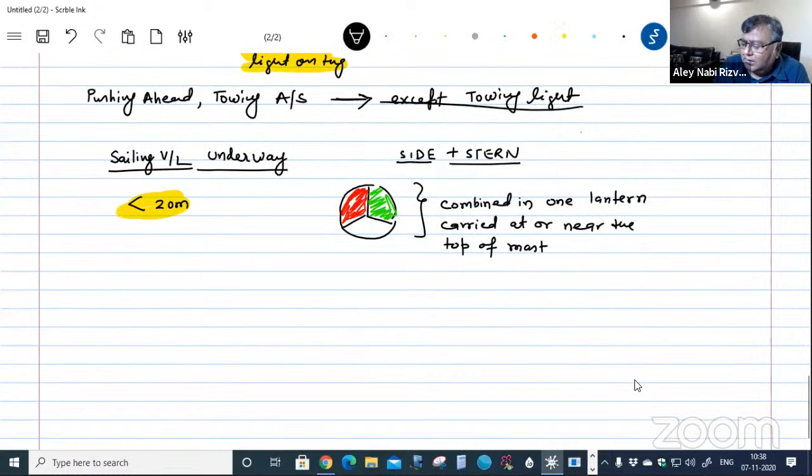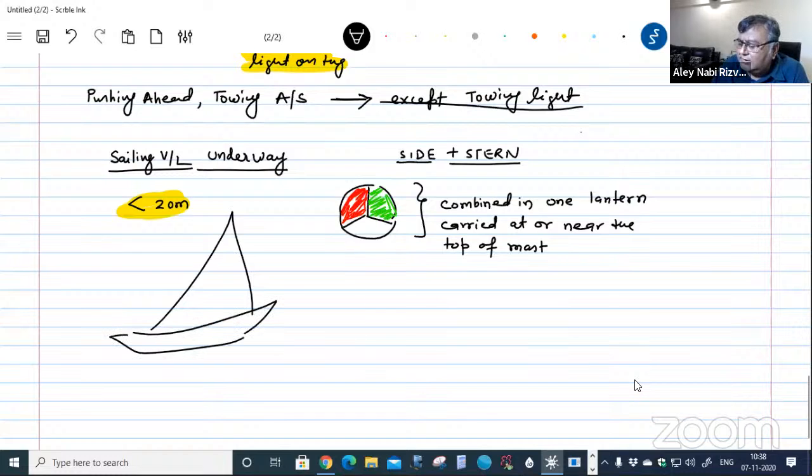Let's draw this sailing vessel like this. Suppose this is a sailing vessel, and it is less than 20 meters. We can have the lights like this. This is port, this is starboard, and this is stern light. All these lights can be combined like this.